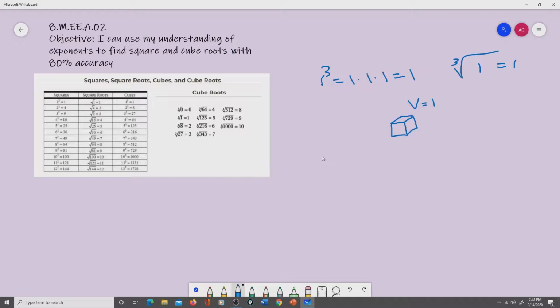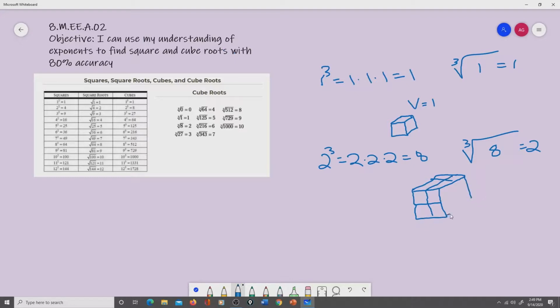Okay, and so you can think about 2. 2 cubed is going to be 2 times 2 times 2. And we know that that's 8. So then we could say that the cube root of 8 equals 2. And again, I'm going to make my handy dandy drawing here. We could see that if we made a cube with side length of 2, this is what it would look like. In all of its beautiful glory.